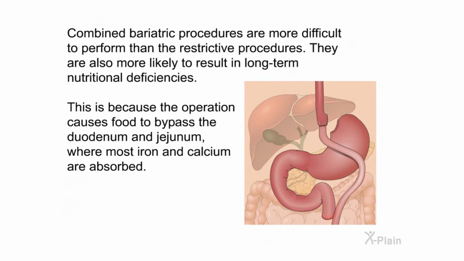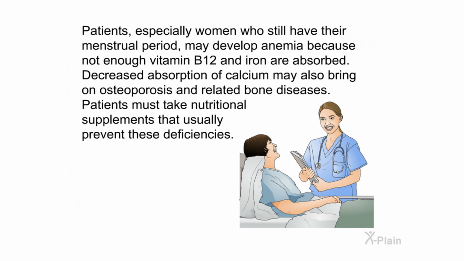Combined bariatric procedures are more difficult to perform than the restrictive procedures. They are also more likely to result in long-term nutritional deficiencies. This is because the operation causes food to bypass the duodenum and jejunum, where most iron and calcium are absorbed. Patients, especially women who still have their menstrual period, may develop anemia because not enough vitamin B12 and iron are absorbed. Decreased absorption of calcium may also bring on osteoporosis and related bone diseases. Patients must take nutritional supplements that usually prevent these deficiencies.